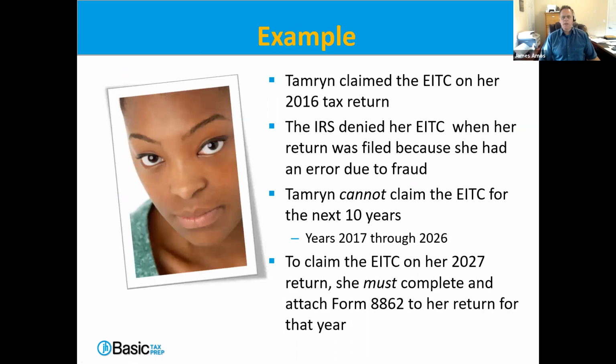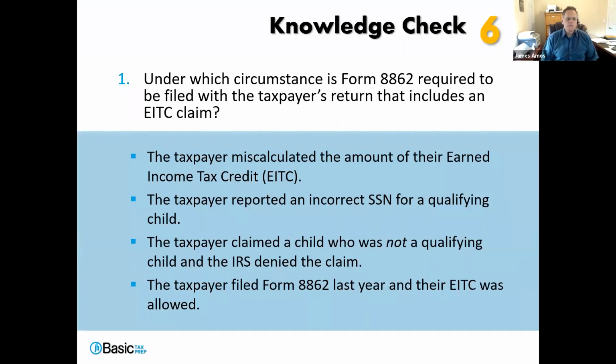So Tamarin claimed the EIC on her 2016 return. The IRS denied the EIC when her return was filed because she had an error due to fraud. Tamarin cannot claim the EIC for the next 10 years, years 2017 through 2026. To claim the EIC on her 2027 return, she must then complete that extra form with additional information and return it for that year. So here's a question. Under which circumstance is Form 8862 required to be filed with the taxpayer's return? That includes an EIC claim. A, B, C, or D?